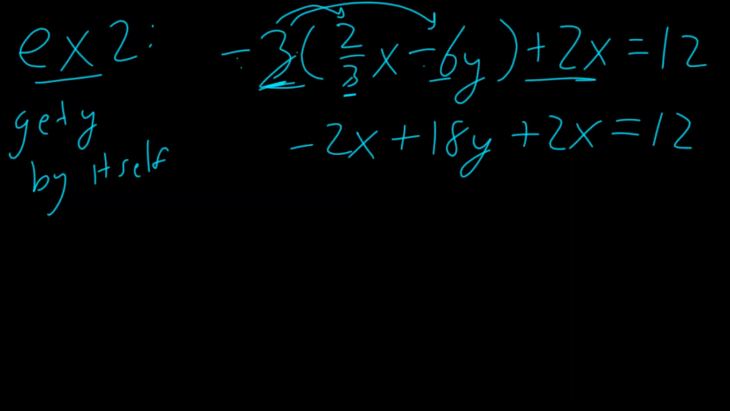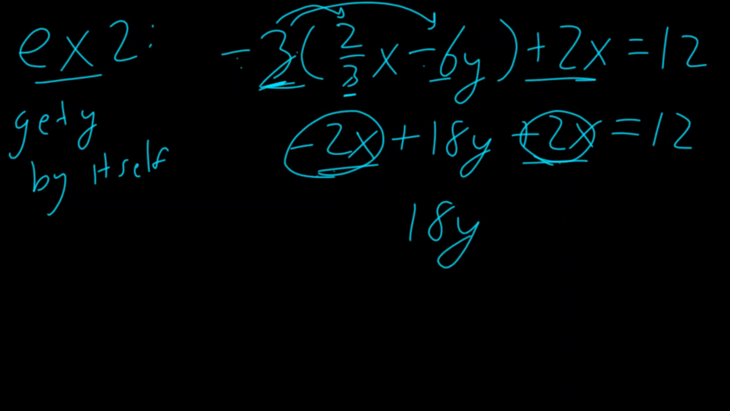From here, I'm still going through my questions. Can I simplify the left side? Of course, negative 2x plus 2x. Oh, wait a second. That actually forms a 0 pair. Those go away. And we have 18y equals 12.